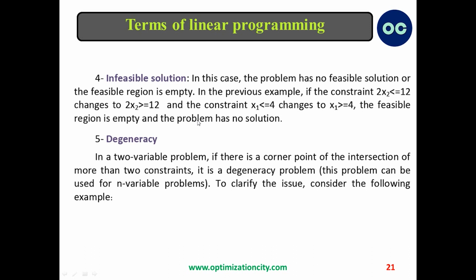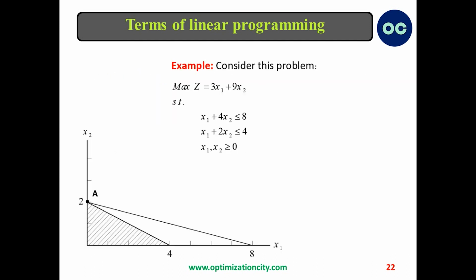In summary, the possible scenarios for the optimal solution are unique optimal solution, multiple optimal solution, unbounded solution, and infeasible solution. Additionally, there is a phenomenon called degeneracy, which occurs in a two variable problem when a corner point is the intersection of more than two constraints. This issue can also be raised in an n variable problem. To show this problem, consider the following example.